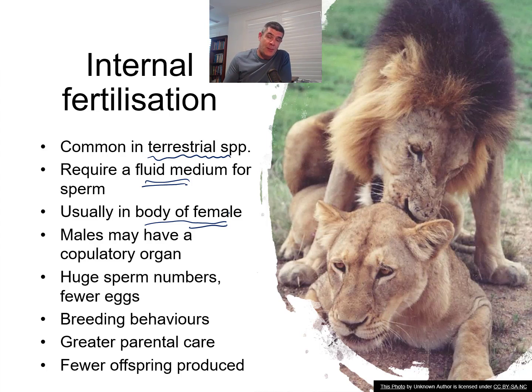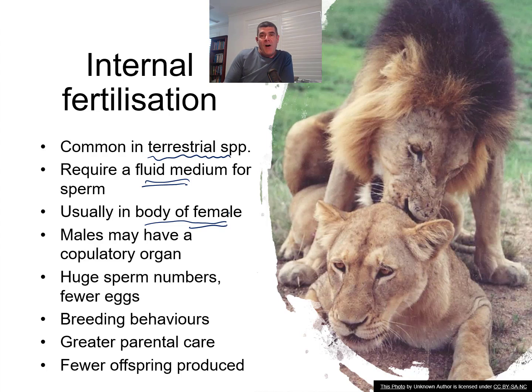In order to help that process, males may have a copulatory organ that can be helped to direct the sperm into the body of the female, and often they will also have a fluid medium that they provide in addition to the sperm in order to, again, help to facilitate that fluid medium for the sperm to travel.